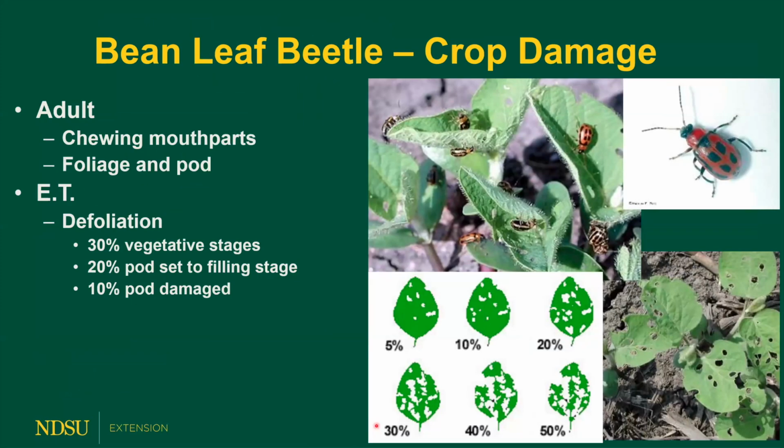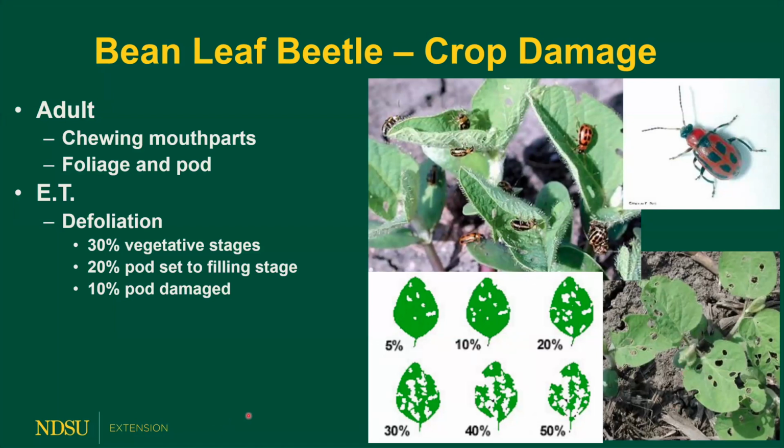feeding. So here you can see they have the chewing mouthparts again, and they chew perfect little circular holes between the veins. In fact, you can use that to distinguish which insect causes defoliation. Is it green clover worm, grasshopper, or bean leaf beetle? It's bean leaf beetle with nice circular holes.